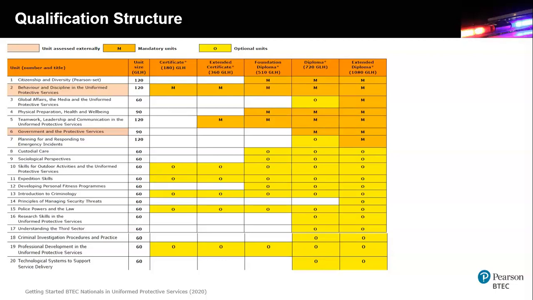And as I said before, you can see there that not all units are available at all sizes. In fact, there is only one, and that is the largest size, the extended diploma that incorporates every single unit on the qualification. That's because Unit 14, Principles of Managing Security Threats, is only available at that size. As you can see on here, the two shaded units are the external assessments. So Behaviour and Discipline and Government and Protective Services are the two externally assessed units.